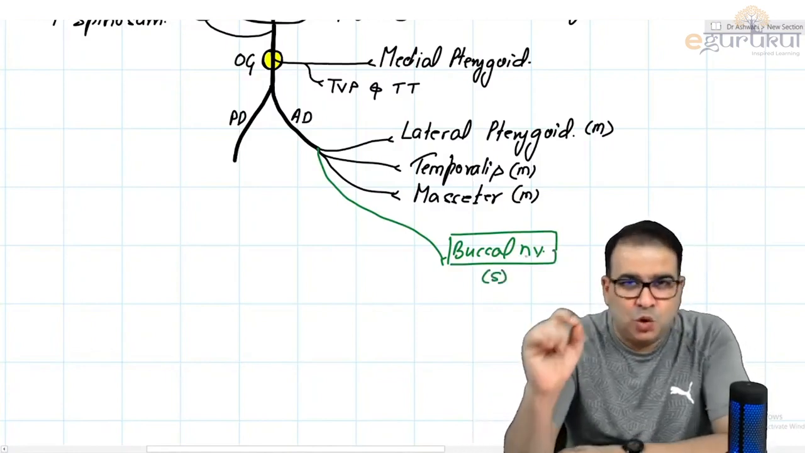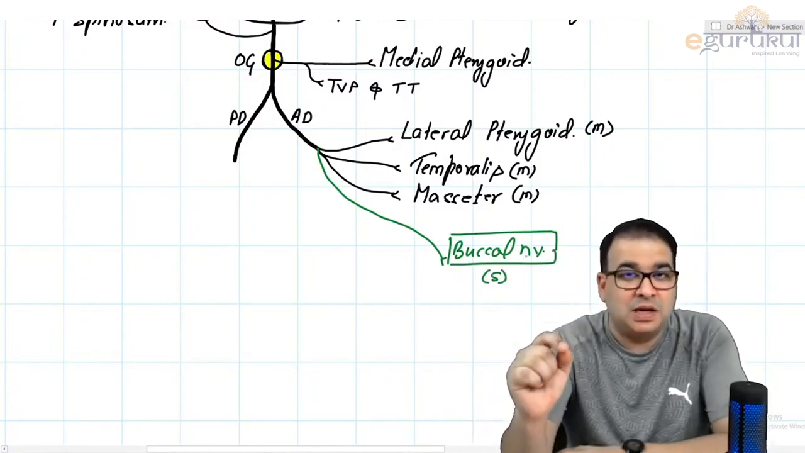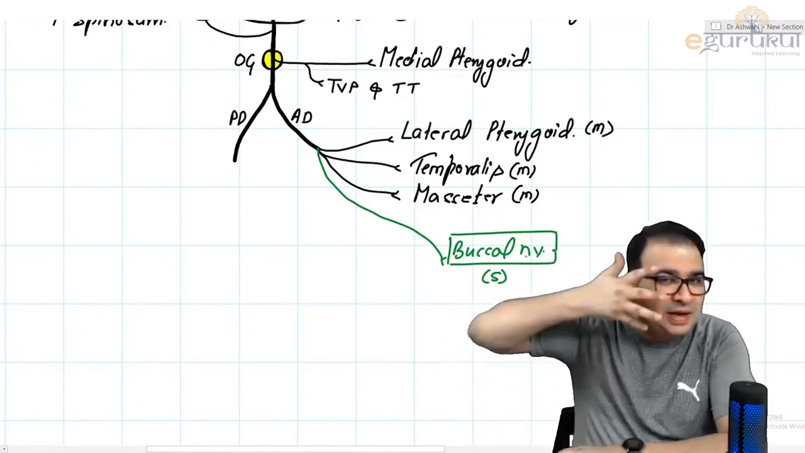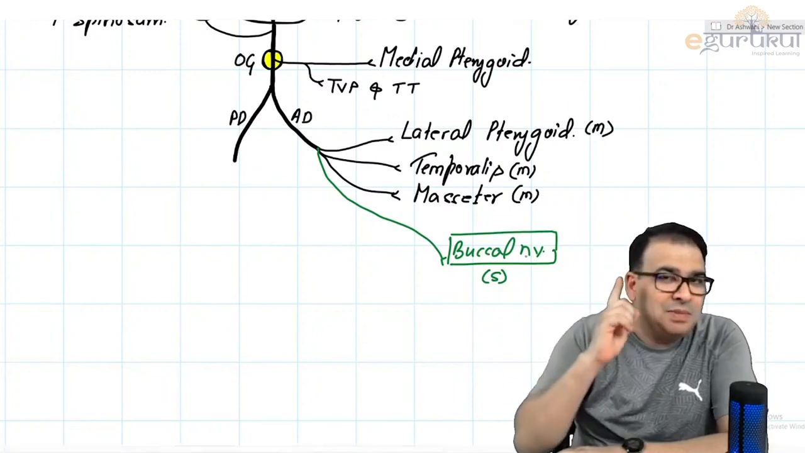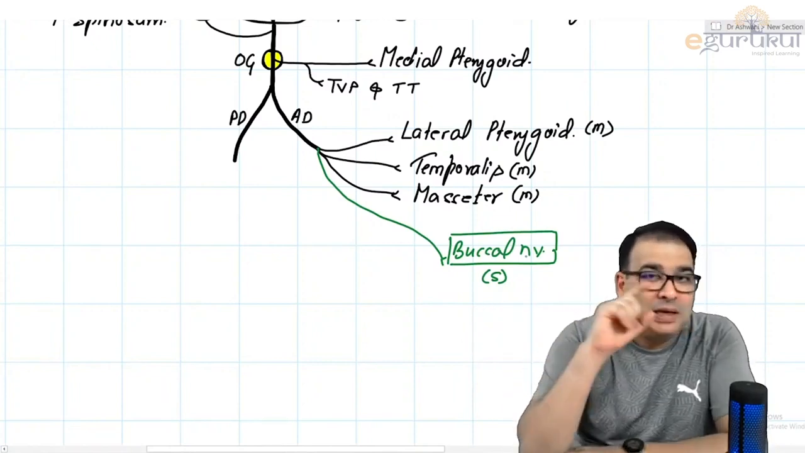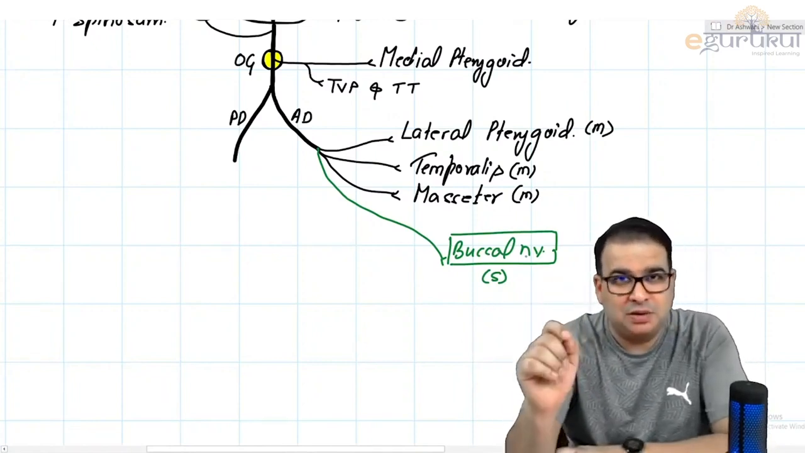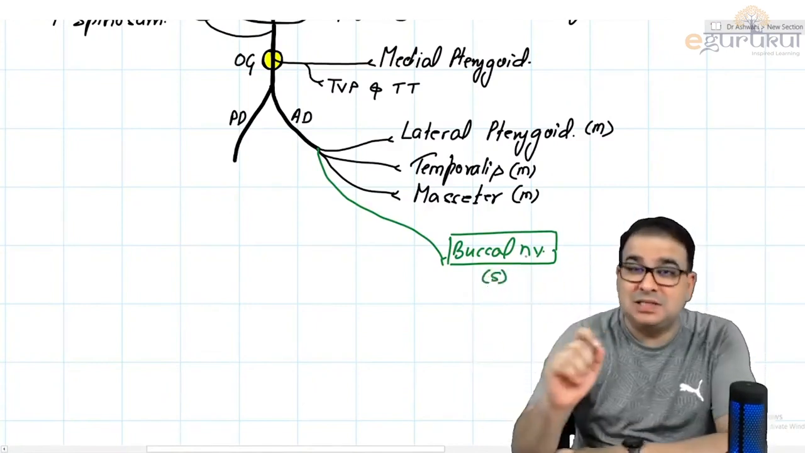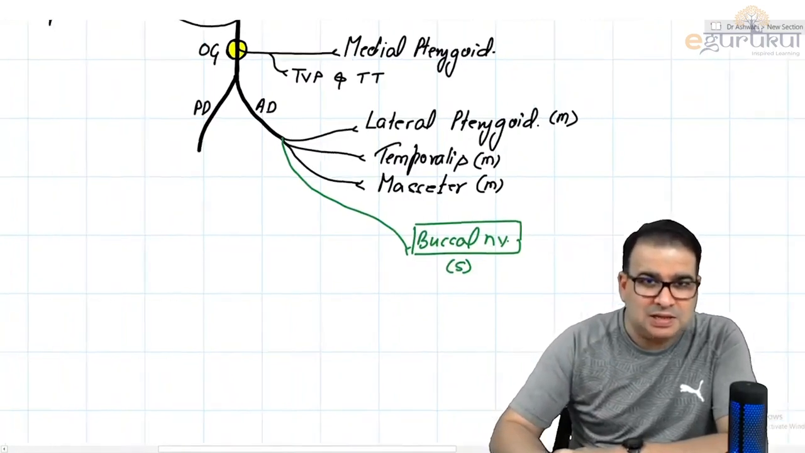Now, please don't confuse this buccal nerve with the buccal branch of the facial nerve. We said we have 5 branches of the facial nerve, which we will discuss again. One of them was the buccal branch, guys. Remember? Temporal, zygomatic, buccal. That was the buccal branch of the facial nerve. That is a motor branch. This is the buccal branch of the mandibular nerve. It's a sensory branch.